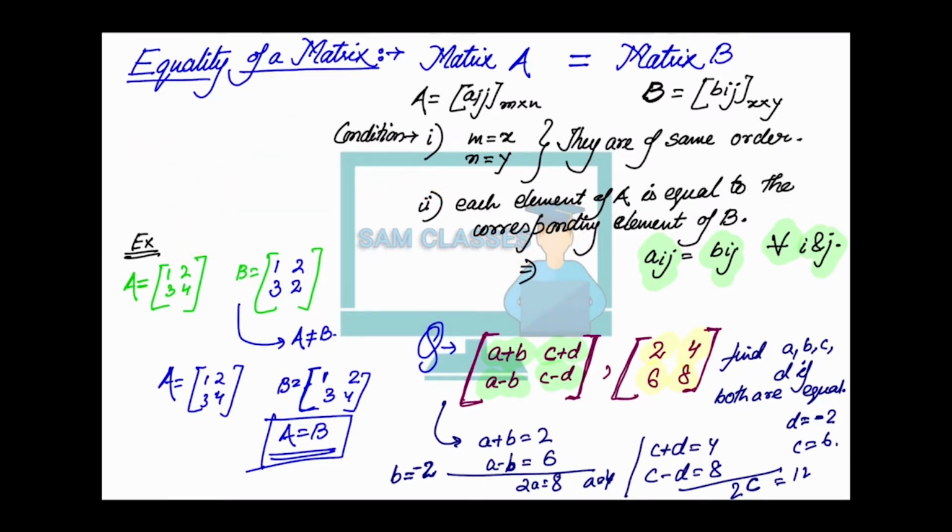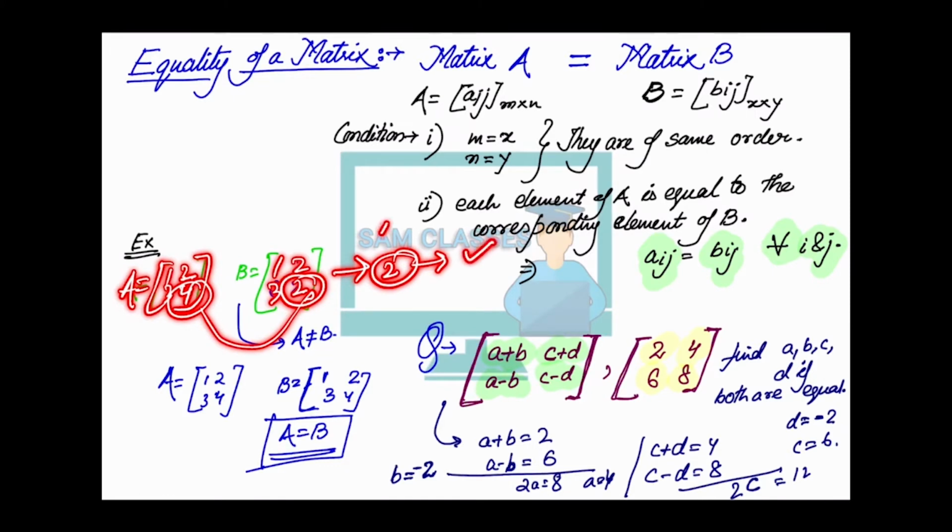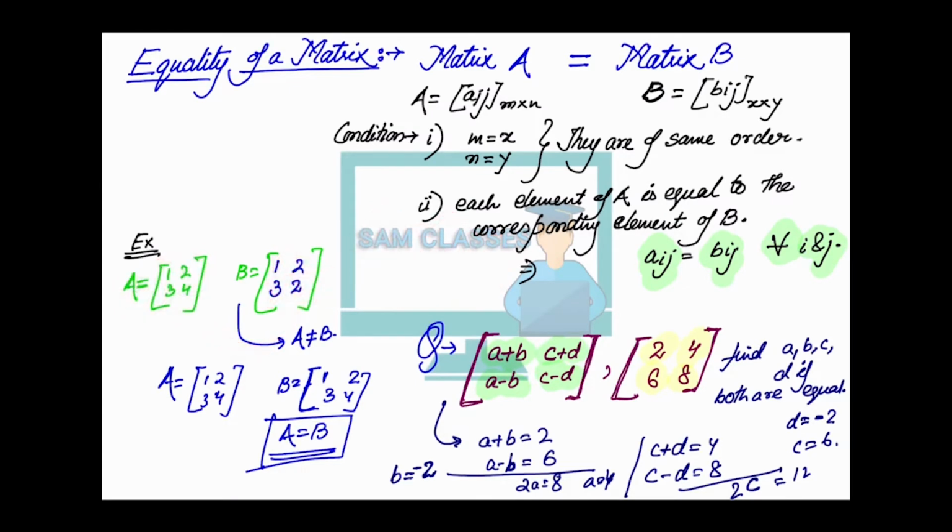So if you see this example, students, first matrix is 1, 2, 3, 4, and the second one is 1, 2, 3, 2. See, the last element was not equal. So though they are of same order, they first satisfy the first condition. It was correct, the first condition, but the second condition was wrong. So not all the elements were equal. We need each and every element where it has to be equal.